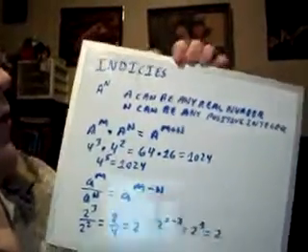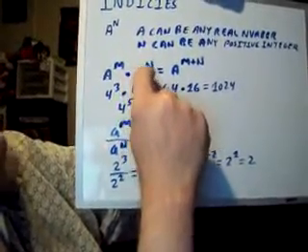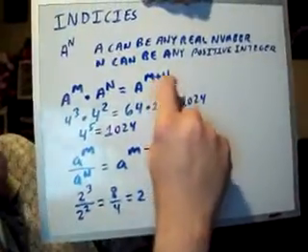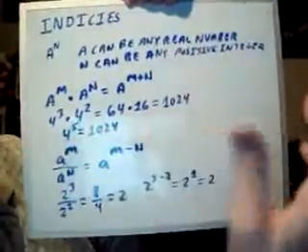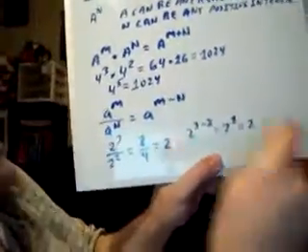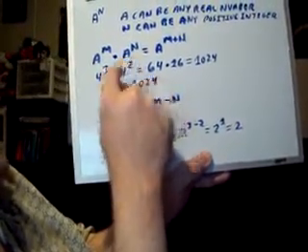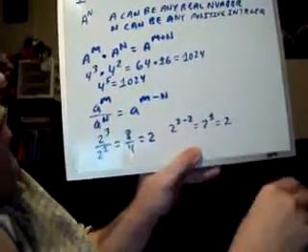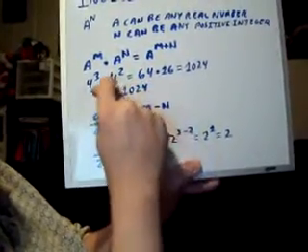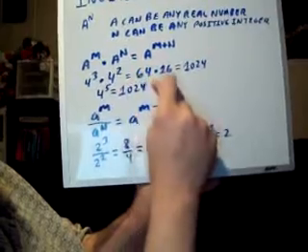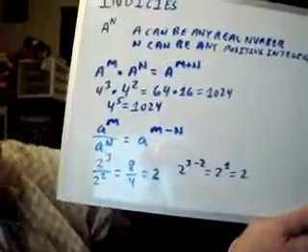Now, the first law says that if you have a raised to the power of m times a raised to the power of n, you can take the m and the n, add them together, and raise a to that power, whatever that becomes, and boom. Let me show you how that one works. We have 4 raised to the power of 3, times 4 raised to the power of 2. Well, let's first raise their powers. 4 raised to the power of 3 is going to be 64. 4 raised to the power of 2 is going to be 16. Well, 64 times 16 is 1,024. Don't believe me? Try it on your calculator.